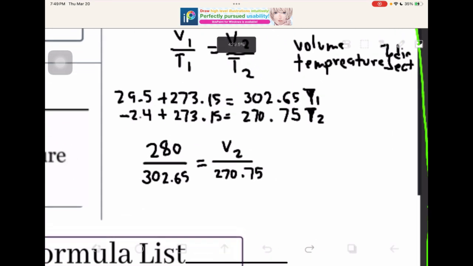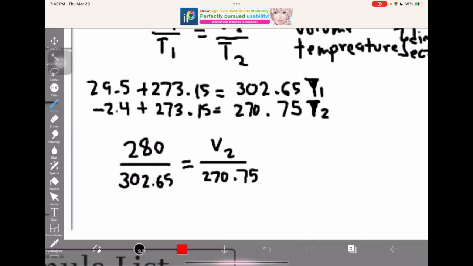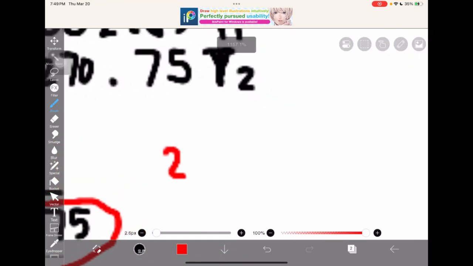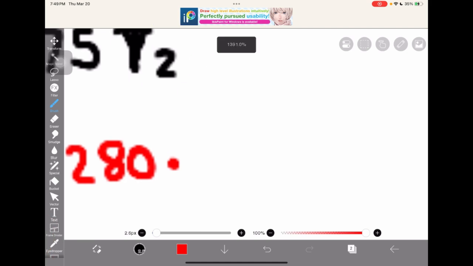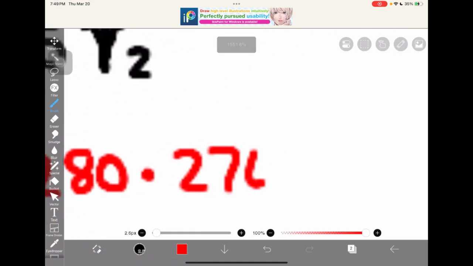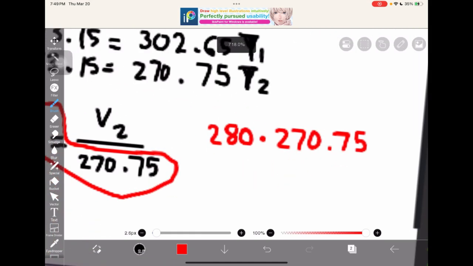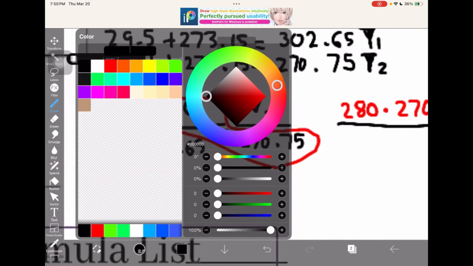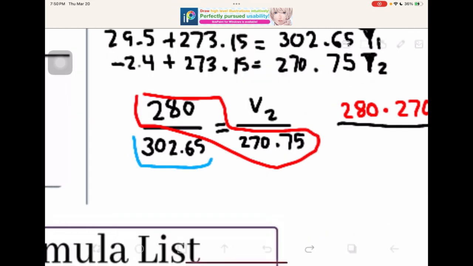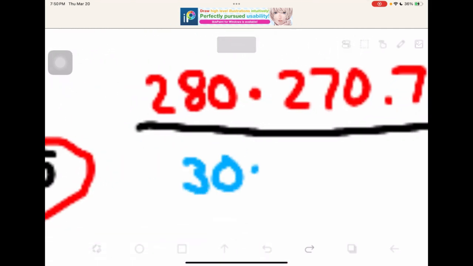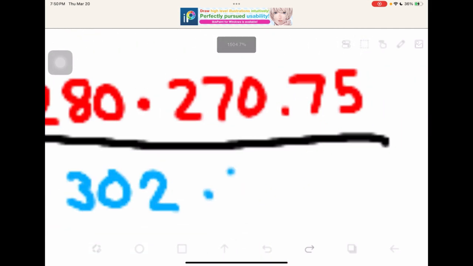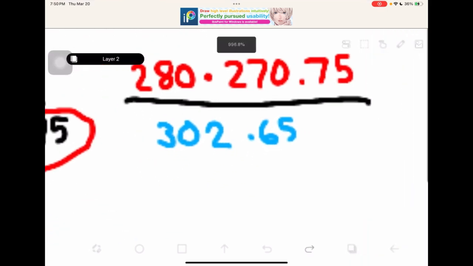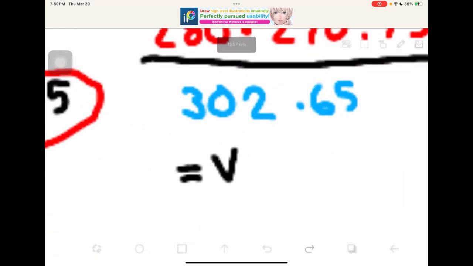To solve this, we just need to cross multiply like this. I will highlight this. So that's going to be 280 times 270.75 all over this one, 302.65. This is equal to V2.